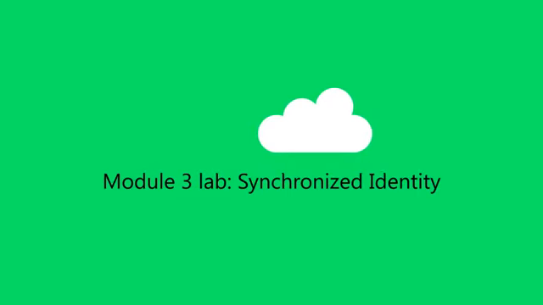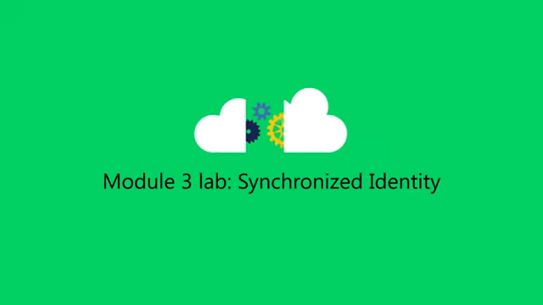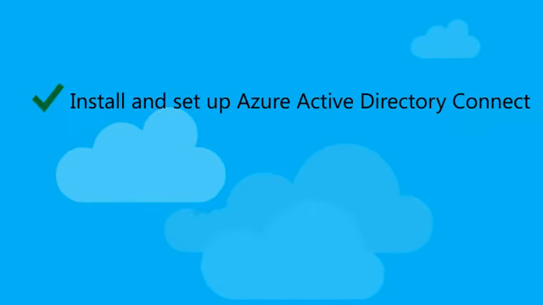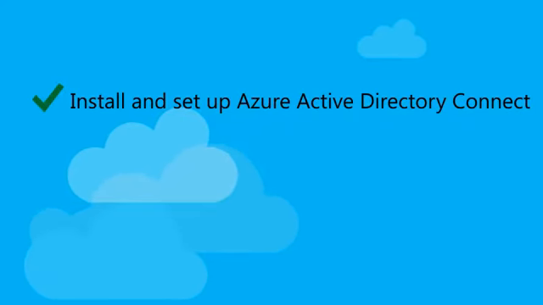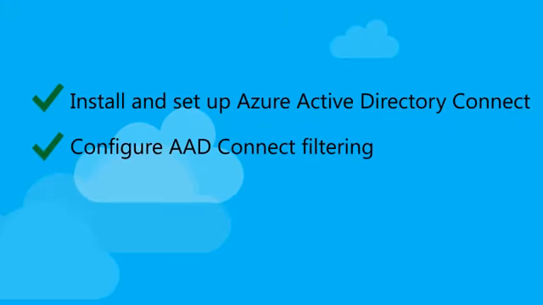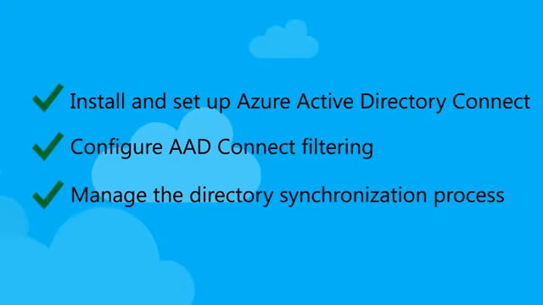Here's a quick overview of what you'll be doing in this Synchronized Identity lab. To start off, you'll install and set up Azure Active Directory Connect. It's also known as AAD Connect. Next, you'll configure AAD Connect filtering. Before you wrap up, you'll spend some time managing the directory synchronization process.